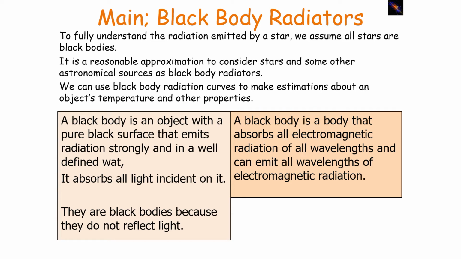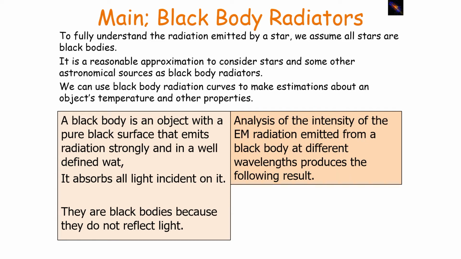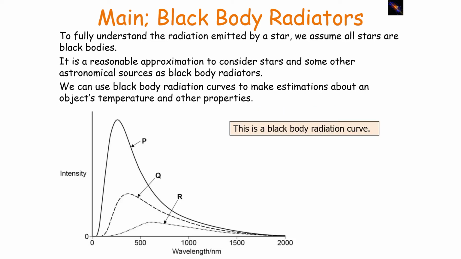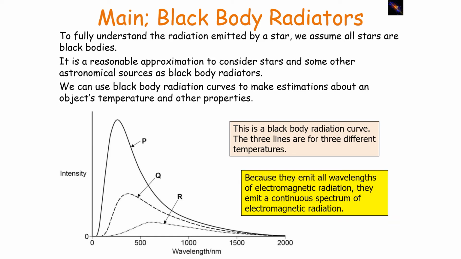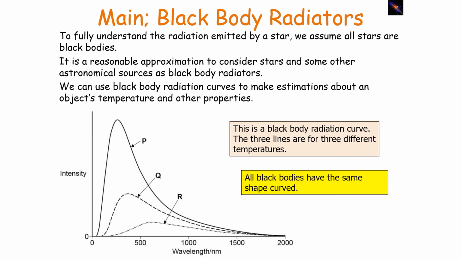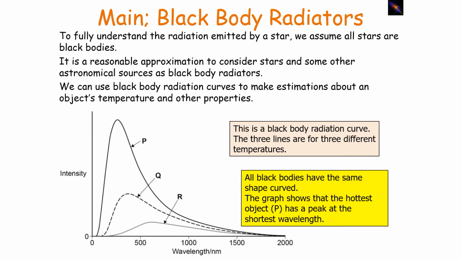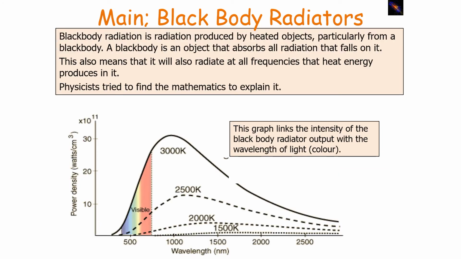electromagnetic radiation. Now you see the following result when you analyze a black body radiation curve. So you can see the following information of intensity on the y and wavelength of emission on the x. Now there are 3 lines for 3 different temperatures. This is because they emit all wavelengths of electromagnetic radiation in a continuous spectrum. So all black bodies have the same shaped curve, but the curve shows that the hottest object has a peak at the shortest wavelength. Now this is a graph that links the intensity of the black body radiator output with the wavelength of the light.